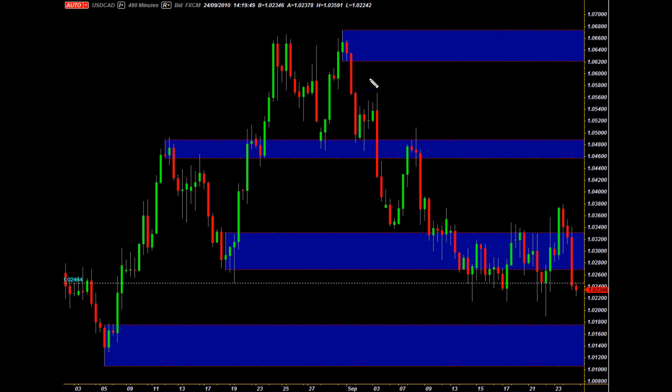So those are the zones I've highlighted, where I would be interested to see how price reacted, because when price gets in there, based off previous evidence, it's shown that it can change direction quite significantly. That's basically what I'm looking at with the zones.